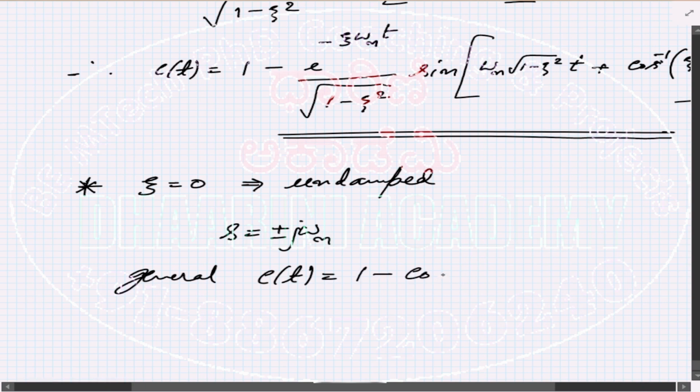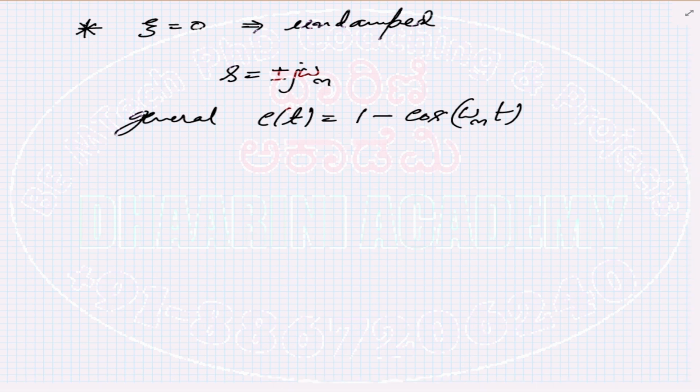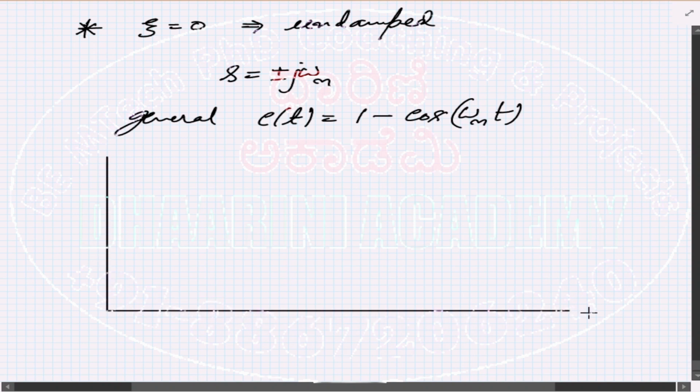This is 1 minus cos of omega n into t. So when this happens, it's simply a 1 minus cos function. I know that cos can have a highest value of 1, and it can have a least value of minus 1. So when cos is equal to 1, c of t becomes equal to 0. When cos becomes minus 1, this is 1 minus minus 1, so you have 2, the amplitude becoming equal to 2. So the response can be plotted like this. This is time versus c of t for undamped, no damping.